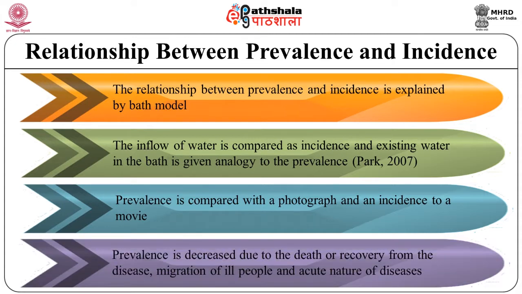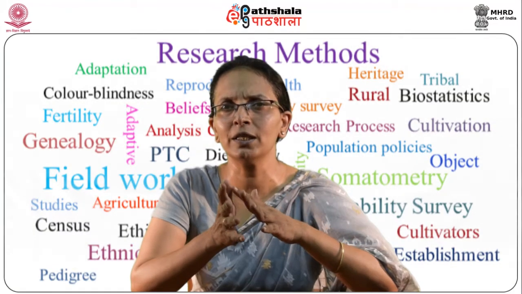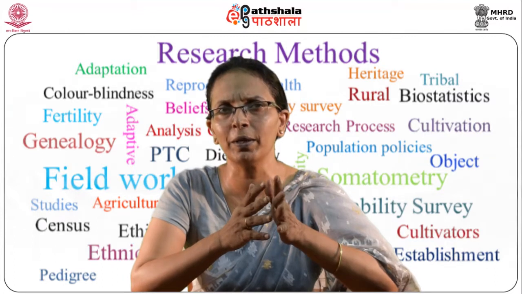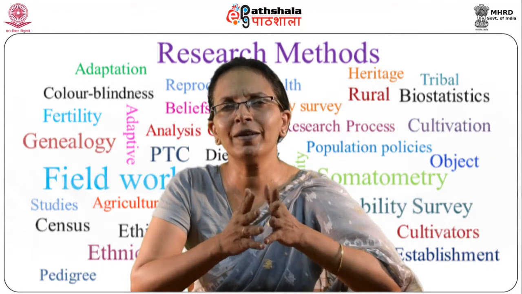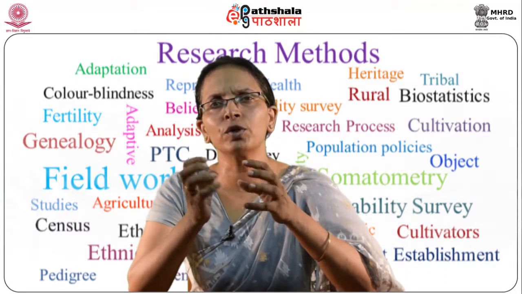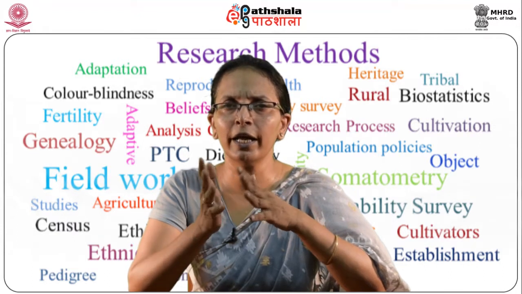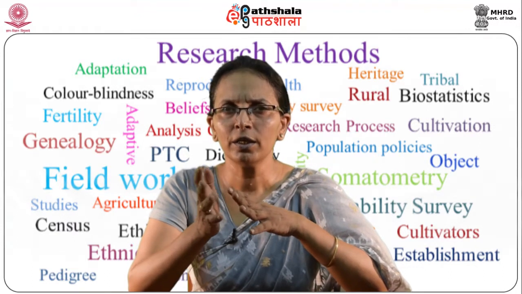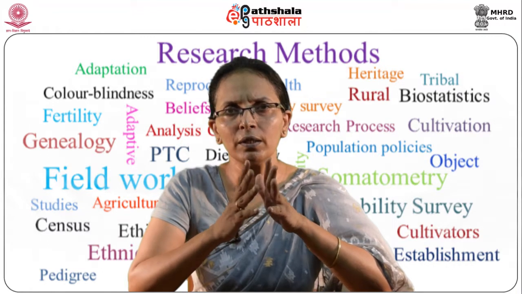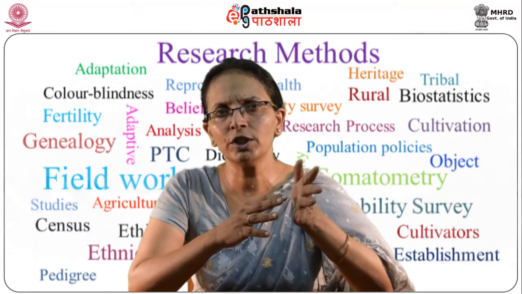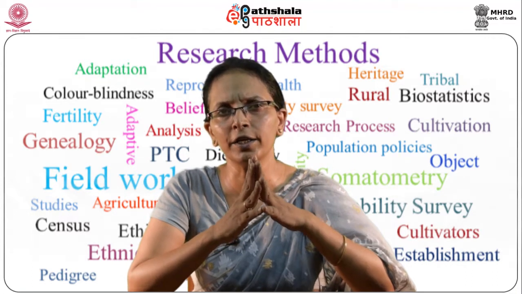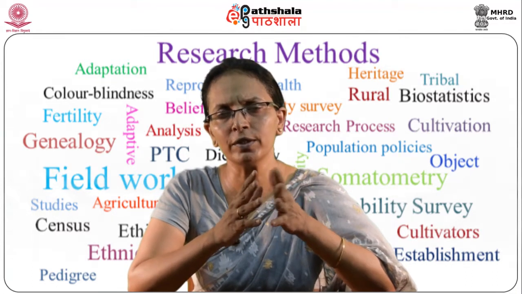Prevalence is decreased due to death or recovery from the disease, migration of ill people and acute nature of the disease. In case of cancer, prevalence is lower when the incidence and duration of the disease are stable. In a fixed population, prevalence is equal to incidence into average duration of the disease. It is not possible to predict the prevalence from the incidence in a dynamic population due to migration into and out of the population, deaths, changing disease rates, changing prognosis and error in measuring the incidence or prevalence.